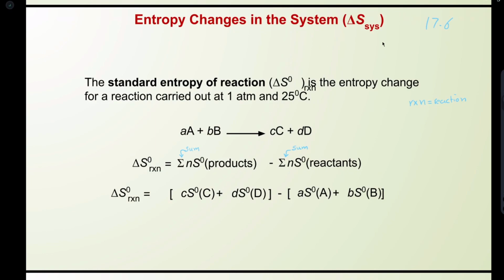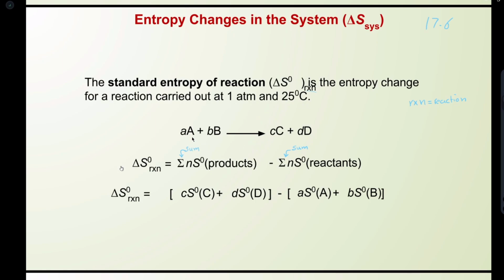For the final lesson in this chapter, lesson 17.6, we will be learning about the entropy changes in chemical reactions. So the standard change of entropy, which is the delta S of the reaction, keep in mind that Rxn is the same as reaction, is the entropy change for a reaction carried out at 1 atm and 25 degrees Celsius, which are standard conditions.